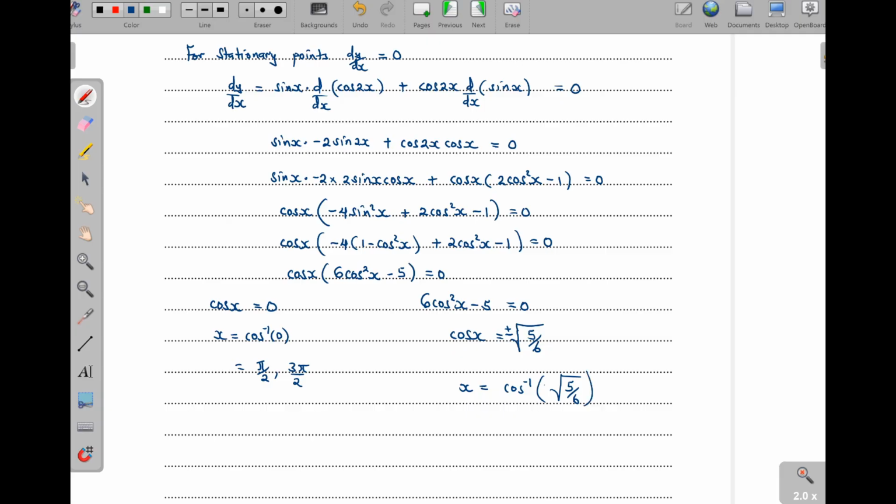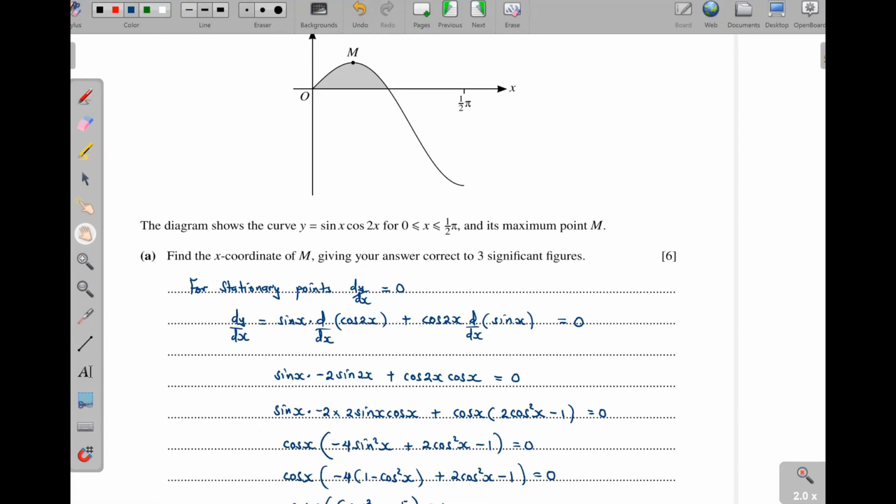But I'm going to take the positive one here, because when you look at this one here, it's in the first quadrant. In the first quadrant, cosine is what? Positive. You see that? So I'm taking the positive. I will not go with the negative.